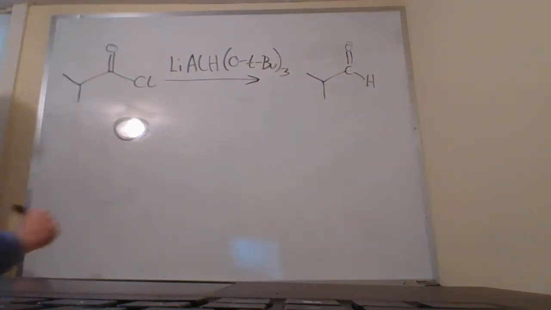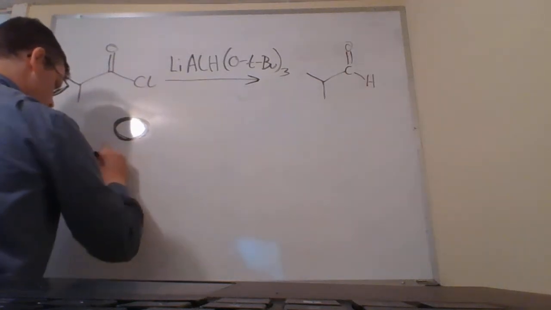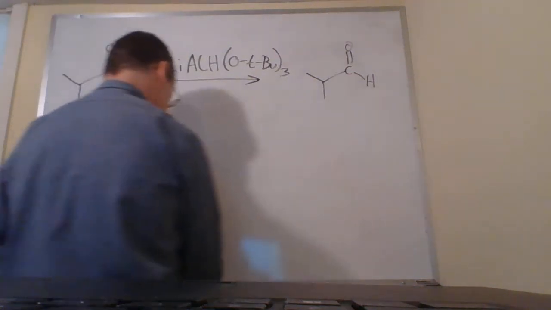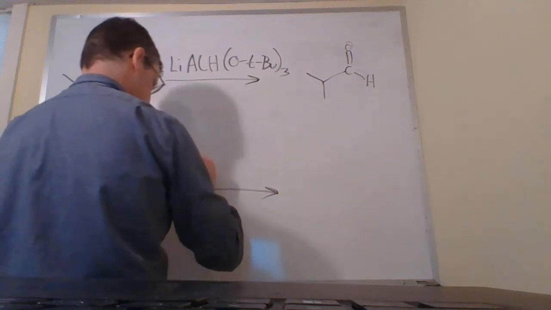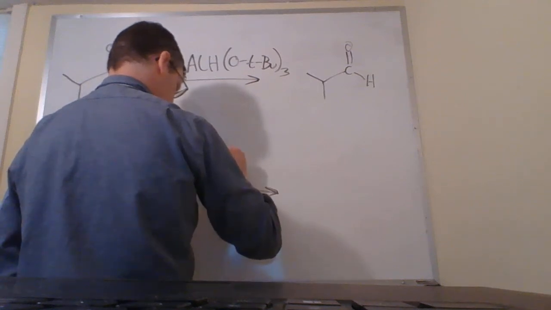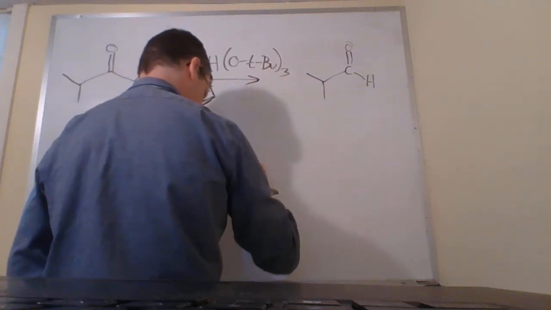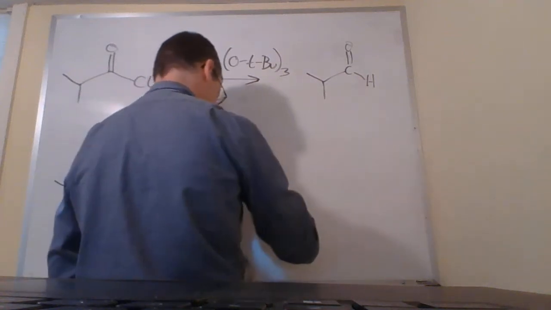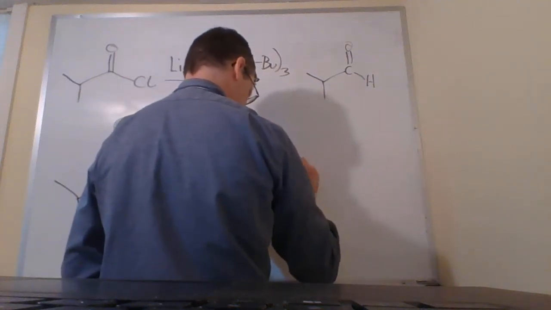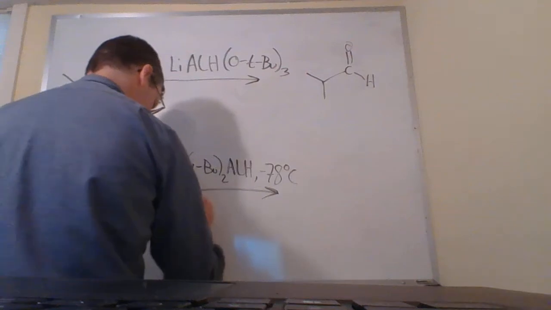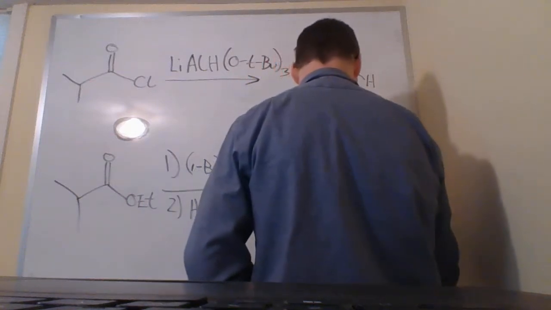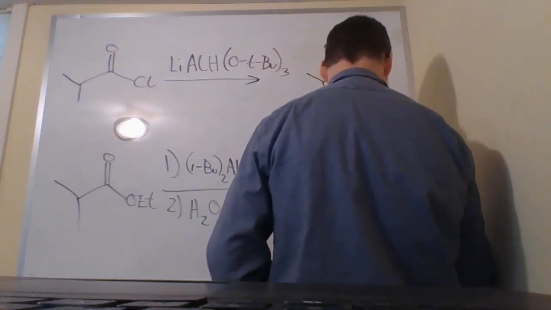We could also take an ester. We'll use the ethyl ester here. This one I believe is done in two steps. Diisobutyl aluminum hydride. Minus 78 degrees Celsius is common. And then we have a water workup. And that will also take an ester to an aldehyde.